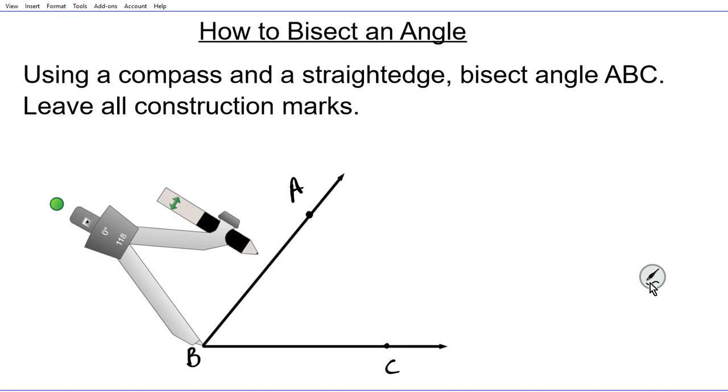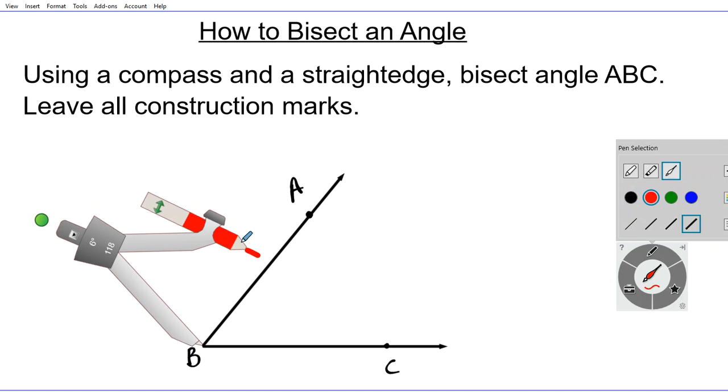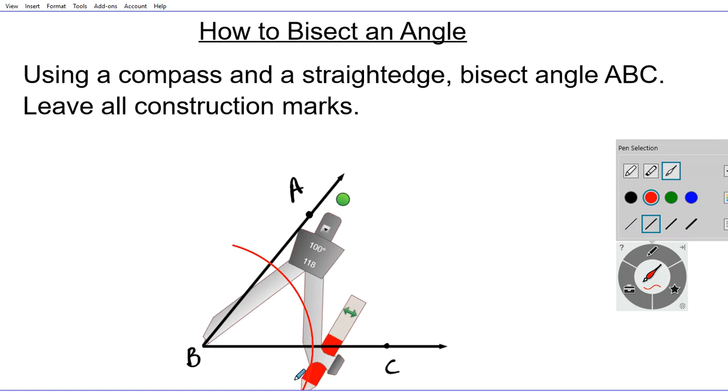Okay, so let's make this a red arc. So let's create that arc. It's a little bit too thick. Let's make it a little bit slimmer. Alright, so there goes our first arc right there.